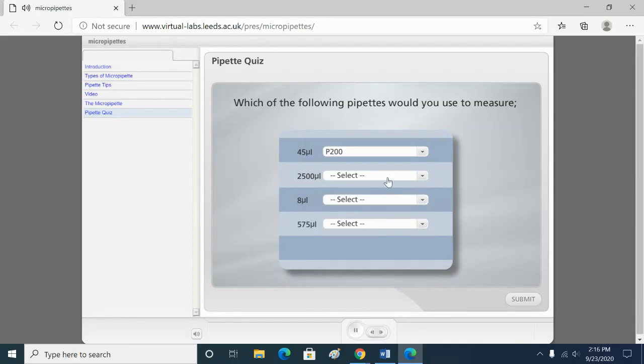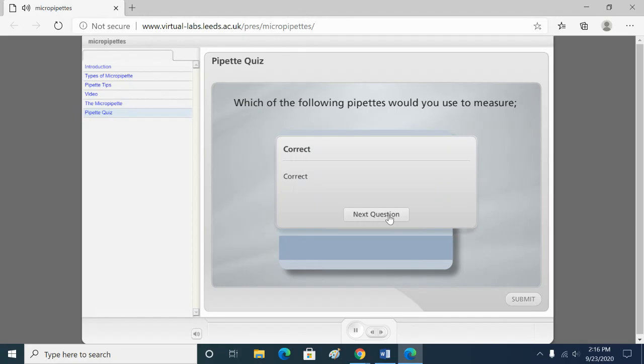For 2,500 microliters, the P5000. Right, the P5000. For 8 microliters, the P20. And for 575 microliters, the P1000. So is everybody following along with this? We're correct.